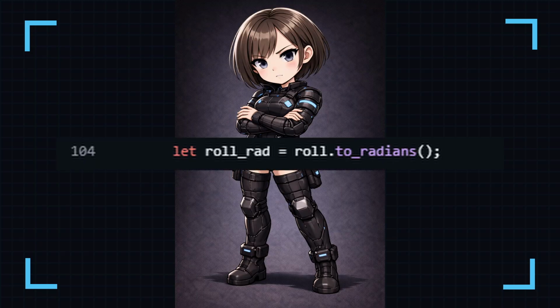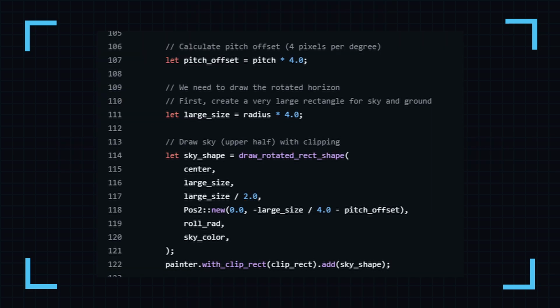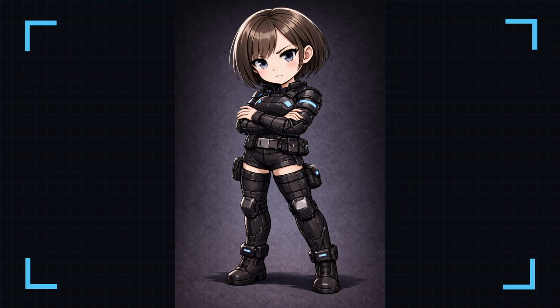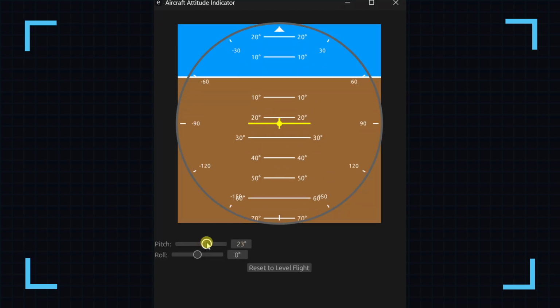So first, I converted roll into radians because all the trig functions expect that. And then for pitch, I mapped degrees into a vertical pixel offset of about 4 pixels per degree. So increasing pitch just shifts everything up or down.